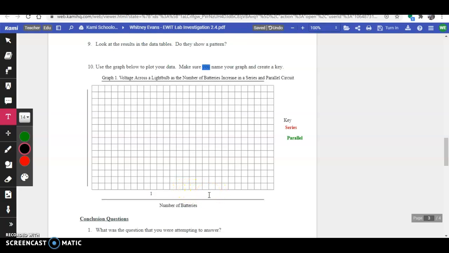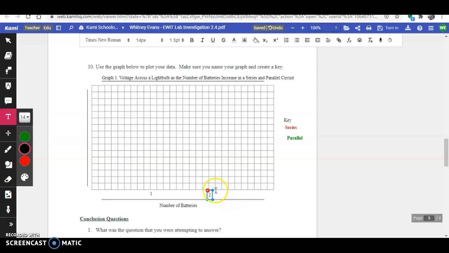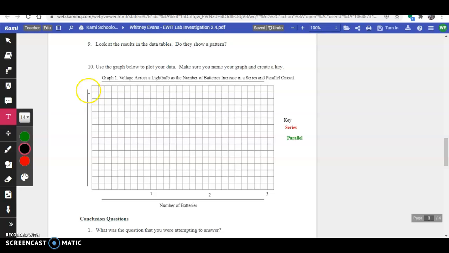That's where the second battery goes. Then 1, 2, 3, 4, 5, 6, 7, 8, 9. So I counted those out to make sure that I counted correctly. Okay, now I need to look at the range that my y-axis is going to go.